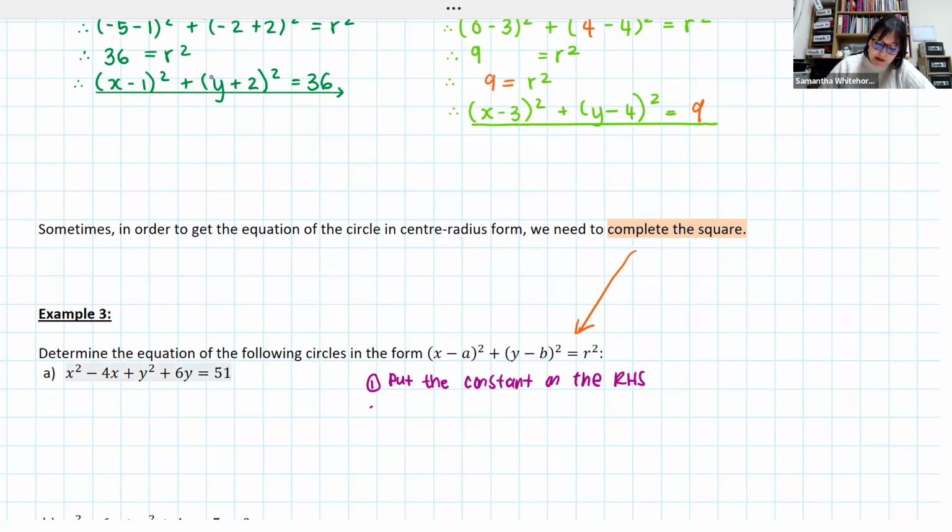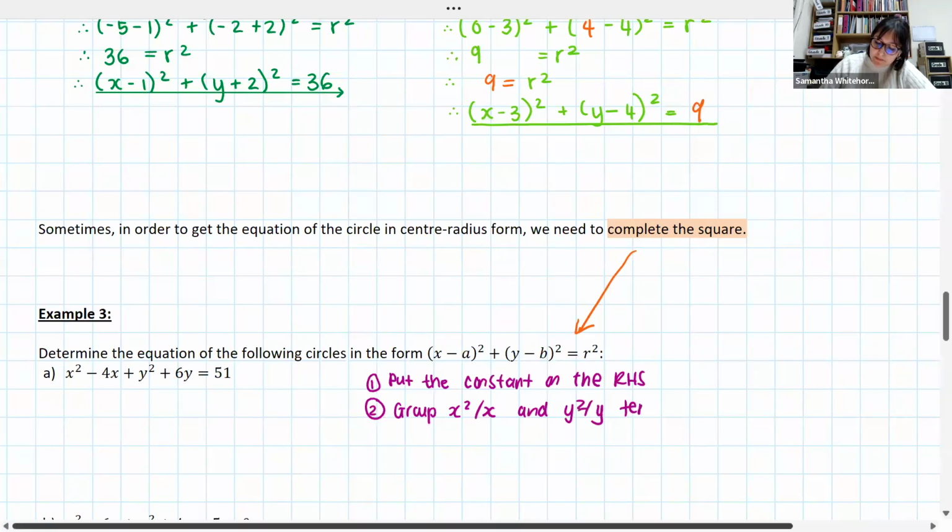That's done. The second thing I want to do is group my x squared and x terms, and my y squared and y terms. And then I want to complete the square. And unfortunately for circles, you have to do it twice. You want to complete the square for x and y.